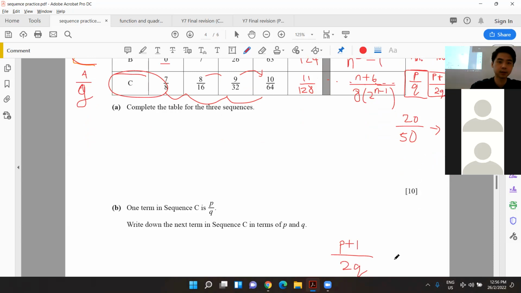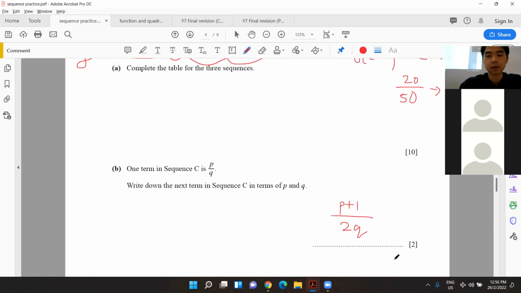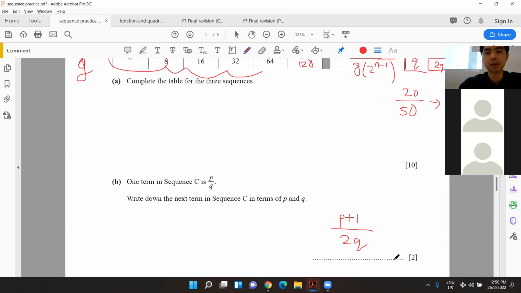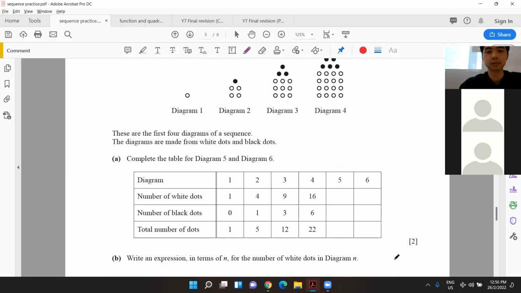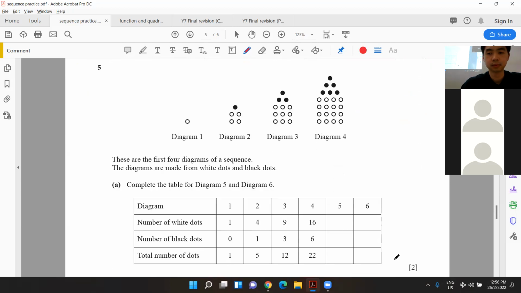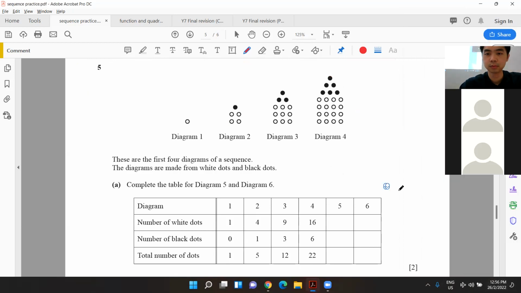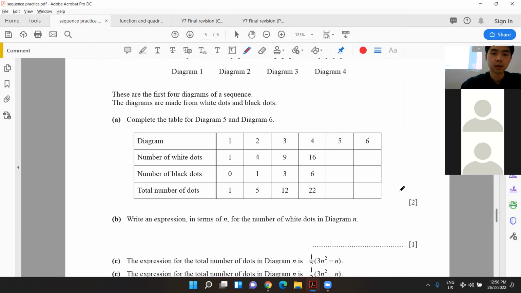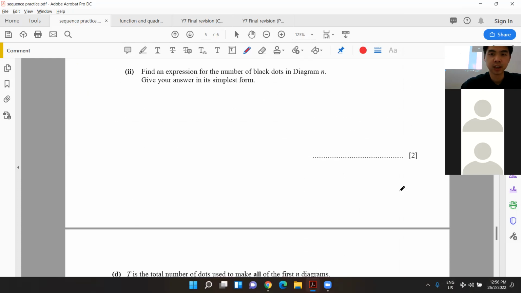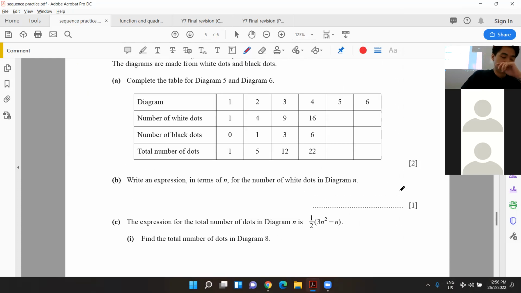So the answer will be P plus 1 over 2Q. Anybody didn't get this part? Okay, last question of the day. Let's try to finish this before we end the class.